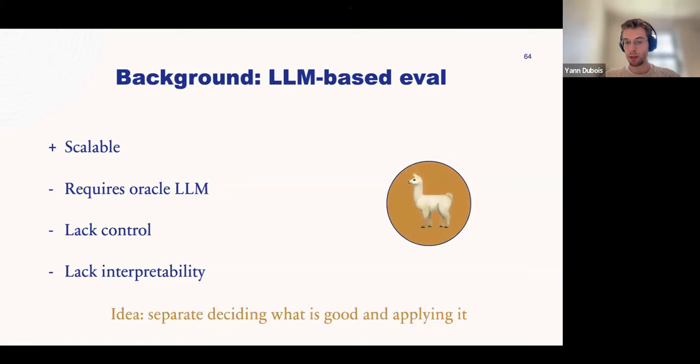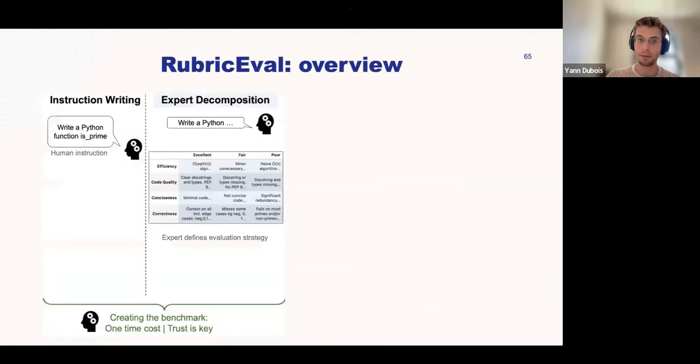So what I think we should be doing is separating both. We should still have humans decide what a good answer is and how to apply the evaluation, but then we should just decide that the LMs are the ones that should be applying it. This will be scalable. To be slightly more concrete, usually when you build a benchmark, you basically just use humans for one thing, which is writing instructions. What I'm suggesting is that experts, when they write the instruction, should also define how to evaluate answers on this instruction.